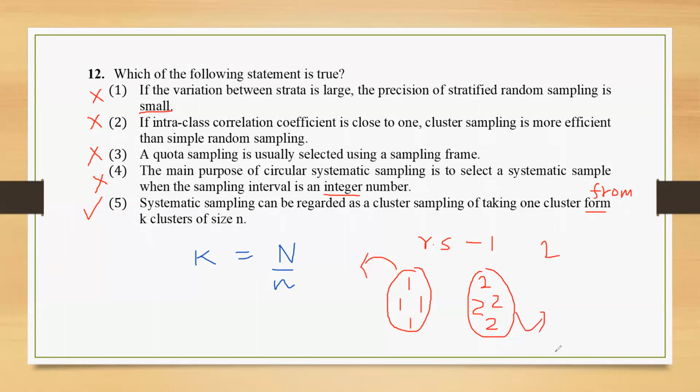So it is like a cluster sampling. So therefore, we can consider systematic sampling as a cluster sampling of taking one cluster from k clusters of size n. So that is the relationship between systematic sampling and cluster sampling. So in this question, the answer is also the fifth statement.